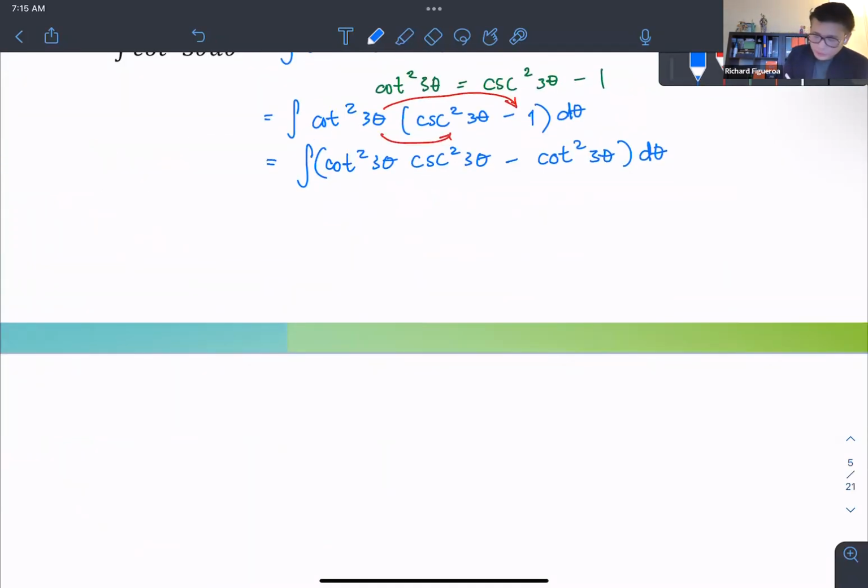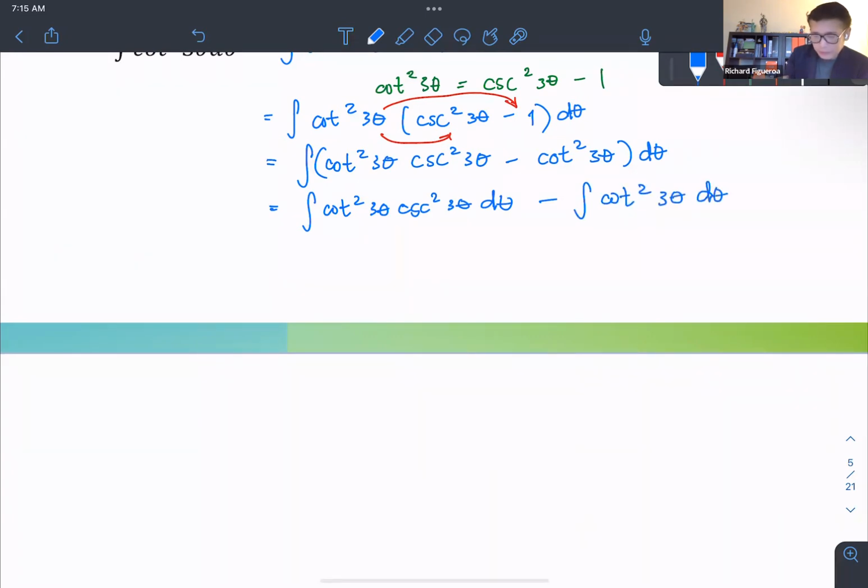So afterwards, we can use the sum or the difference rule. That would be the integral of cotangent squared 3 theta cosecant squared 3 theta d theta, then minus the integral of cotangent squared 3 theta d theta. So what is our u for the first term?